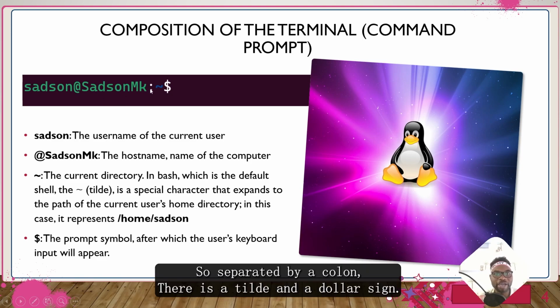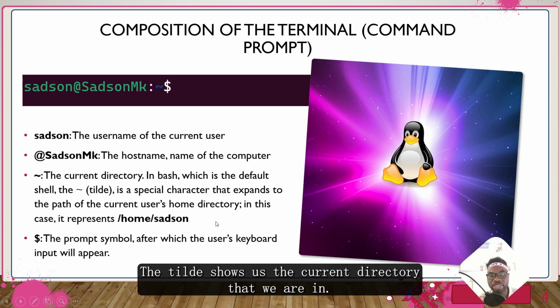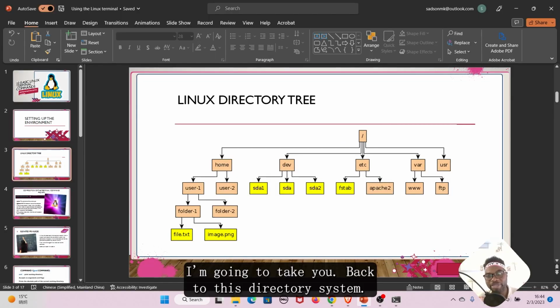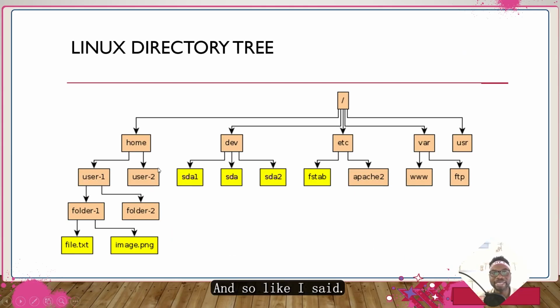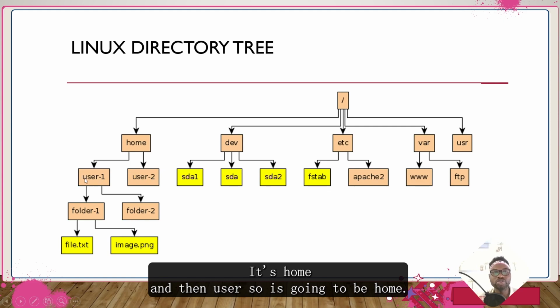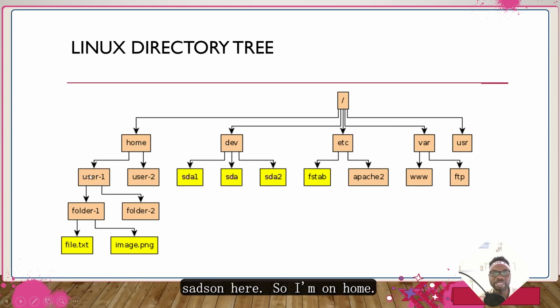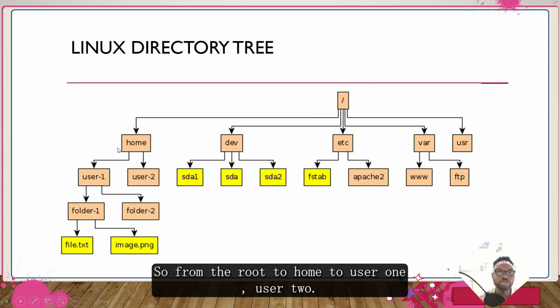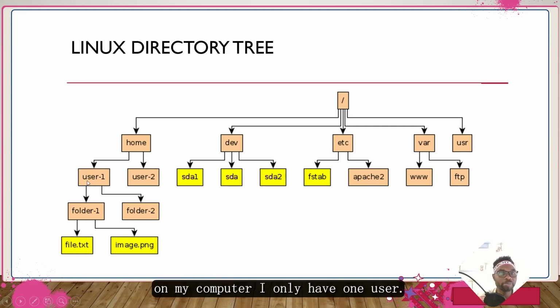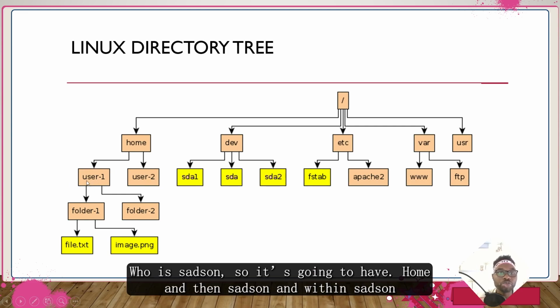So separated by a colon, there's a tilde and a $ sign. The tilde shows us the current directory that we are in. I'm going to take you back to this directory system. And so like I said, it's home and then user. So it's going to be home Martensson here. So I'm on home. So from the root to home to user 1, user 2. So currently on my computer, I only have one user who is Martensson. So it's going to have home and then Martensson.